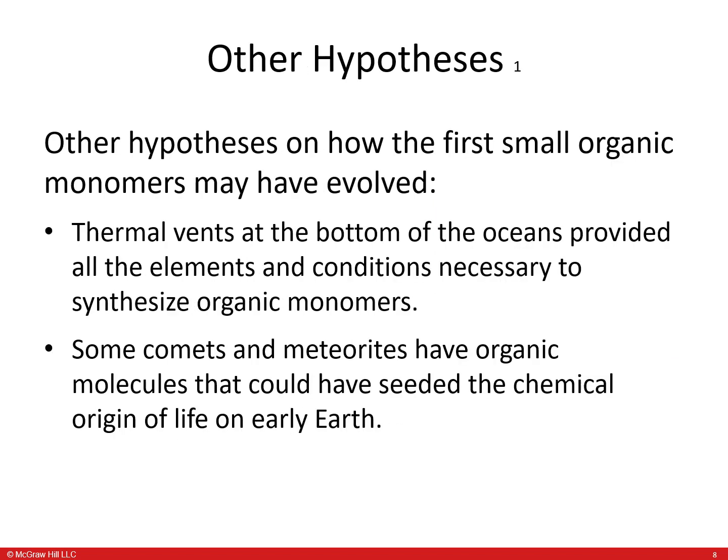Hypotheses on how the first small organic monomers may have evolved. For example, thermal vents at the bottom of the oceans provide all the elements and conditions necessary to synthesize organic monomers. Or some comets and meteorites have organic molecules that could have seeded the chemical origin of life on early Earth.